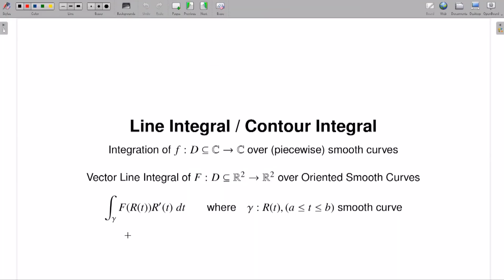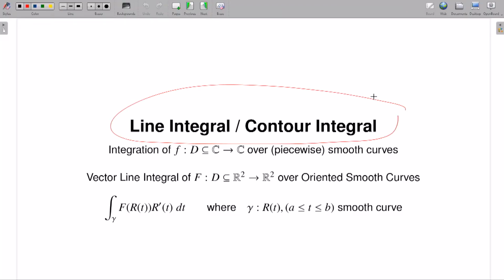Okay, so now I am done with curves, differentiable curves, smooth curves, piecewise smooth curves, or contours. Then I have the positive orientation and negative orientation. So now I have discussed a little bit about the contour, and I am in a position to talk about the line integral or contour integral.